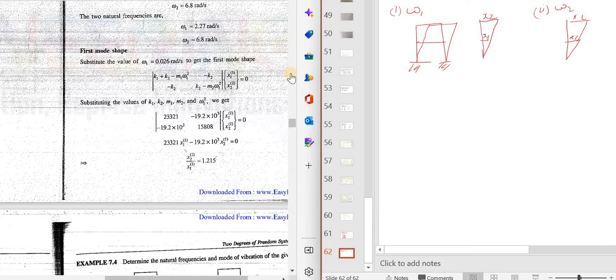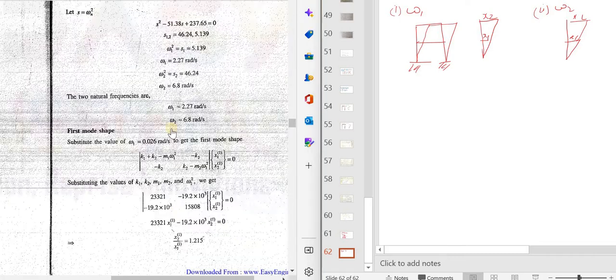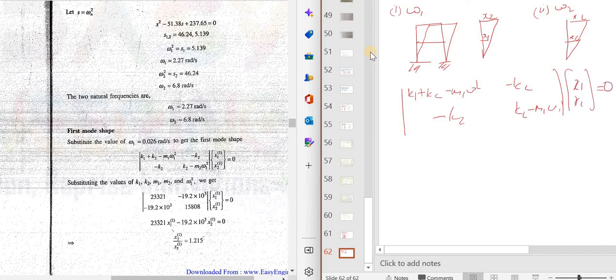that is where you can see I am substituting omega 1. It is written here, substituting the value of mode shape omega 1. So here you can see, this is my equation, that is we started like this only: K1 plus K2 minus M1 omega square, minus K2, into K2 minus M2 omega 2 square, this into x1 x2 is equal to 0.